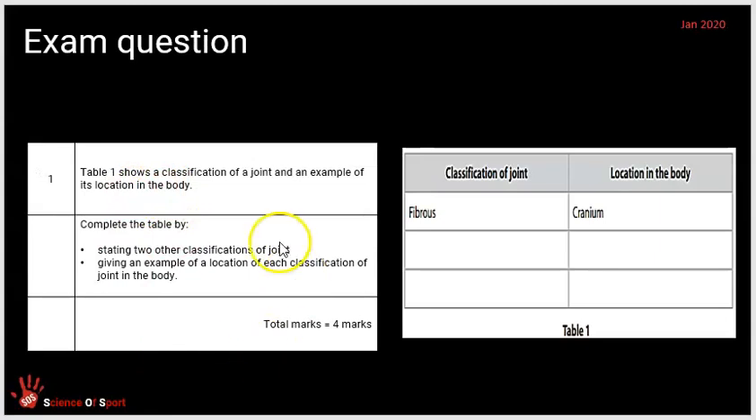Last one then, another type of exam question. Gives you a table, it gives you a little bit of information. So table 1 shows a classification of joint and an example. Complete the table by stating the other 2 classifications and giving examples. An easy 4 marks. That level of information is actually very simple.